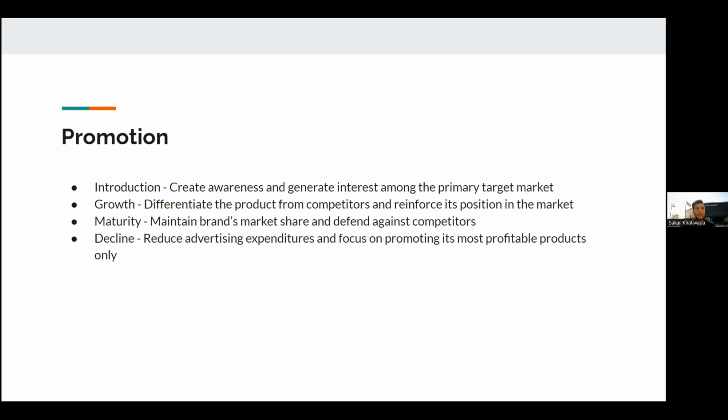So let's first talk about introduction. In the introduction stage, the primary goal of the promotion strategy would be to create awareness and to generate interest among the primary target market. Worldlink has utilized different media channels such as newspaper, radio, and television in order to advertise its products and offerings to its target customers.